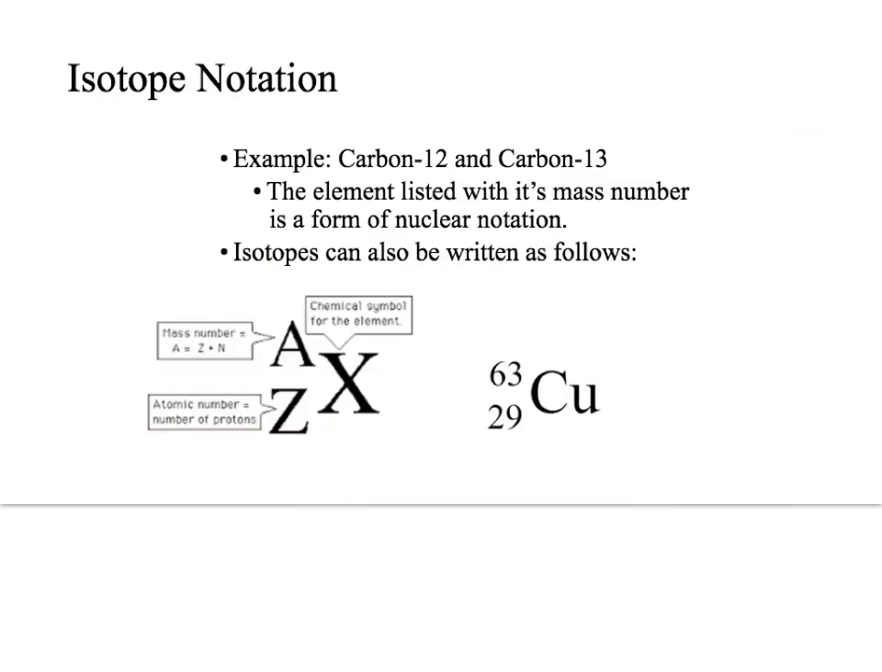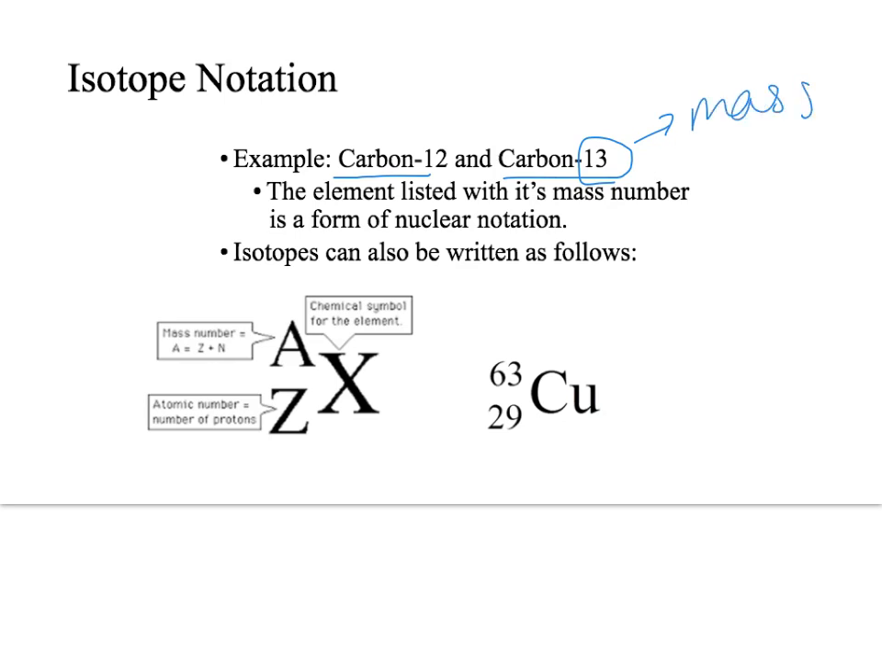So we can write this in a specific way. There's a conventional notation for writing isotopes. The first is super simple. It's just writing the name and the mass number. Just like I wrote on the previous slide, carbon-13 is carbon with a mass of 13. So that number at the end there is the mass.